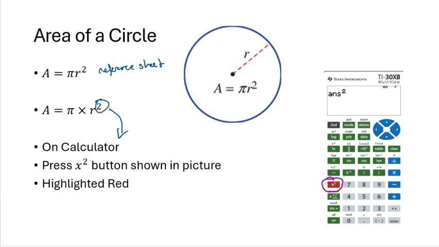Okay. So when you press this button, you want to put your radius value in first. So put your radius value first. So if my radius is equal to 5, you would type the number 5 first, and then you would go here. Okay. That's just all it is.